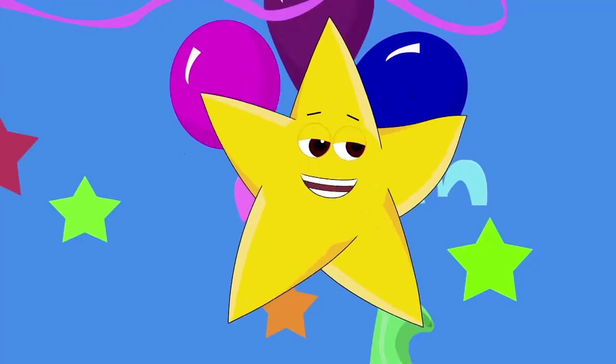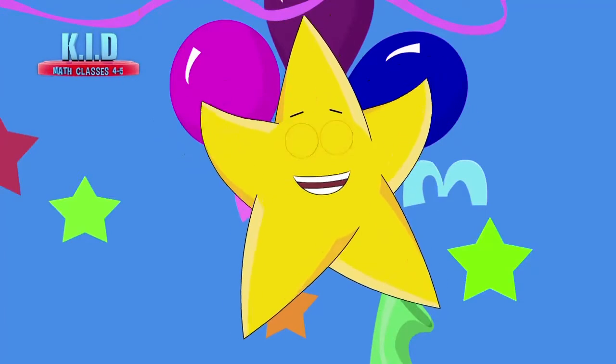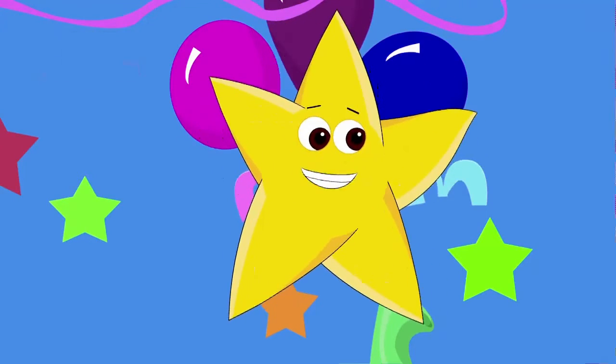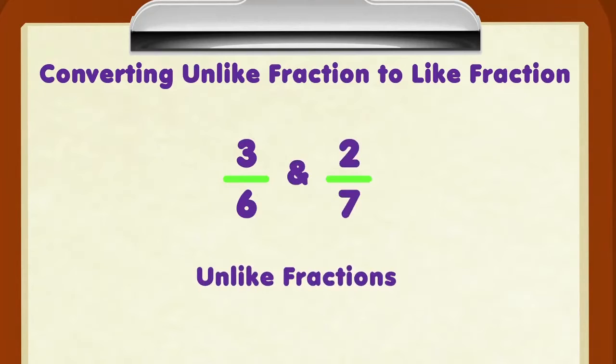3 upon 6 and 2 upon 7 are unlike fractions. We first need to convert them into like fractions. 3 upon 6 and 2 upon 7 are unlike fractions as they have different denominators. Let us learn how to convert them into like fractions with the same denominator.